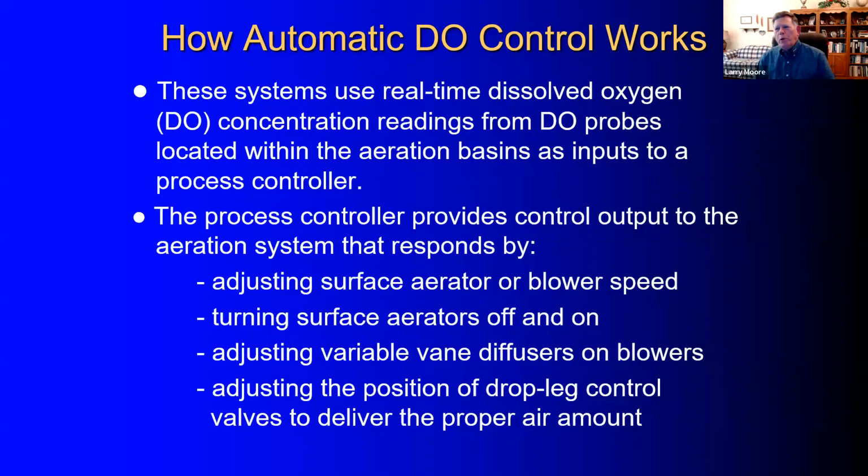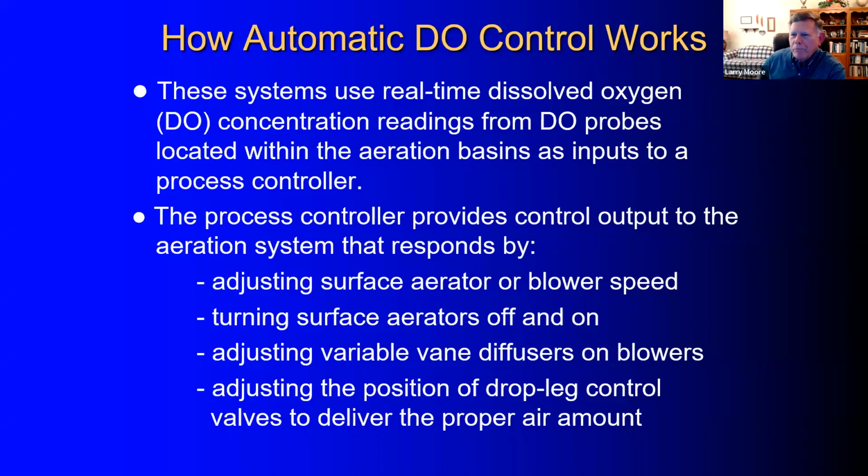So what do we do? We put DO probes out in the aeration tank. If we're a small treatment plant, maybe a 1 MGD plant, we might have 1 or 2 oxidation ditches. We might put 1 DO probe in each oxidation ditch, and that information will be recorded instantaneously and sent to the PLC. And then the PLC can control our aerators.